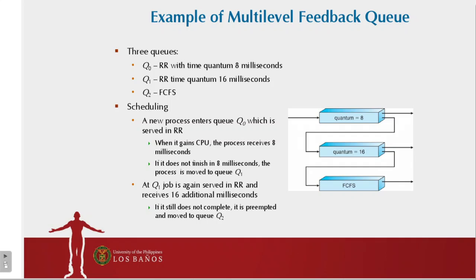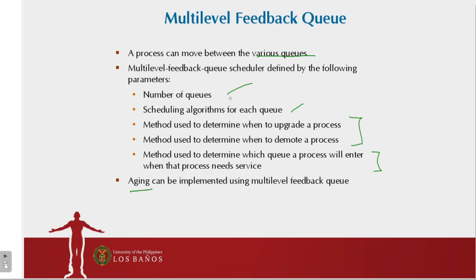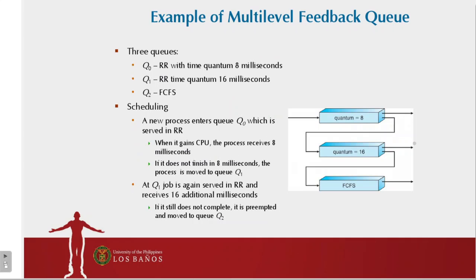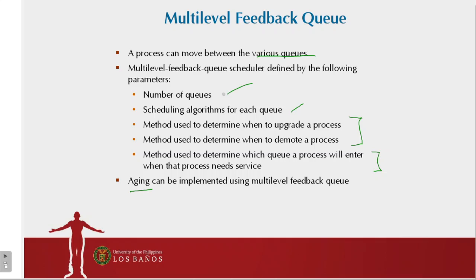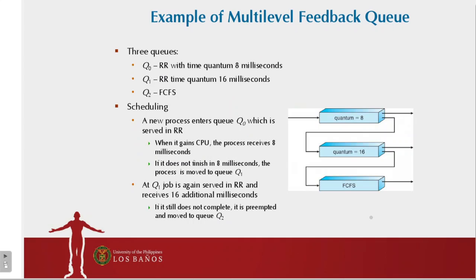Okay, so here's an example of a multi-level feedback queue. Considering the previous parameters, for the number of queues, we have 3 queues. Then the scheduling algorithm for each queue: for the first queue, we have a round robin with a quantum of 8, the second queue also round robin with a 16 time quantum, and the last queue is FCFS.